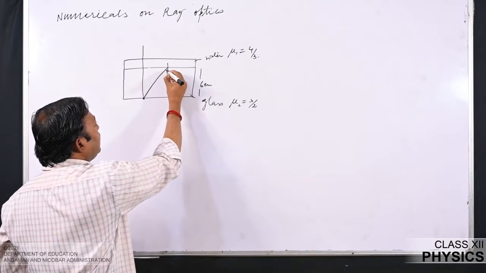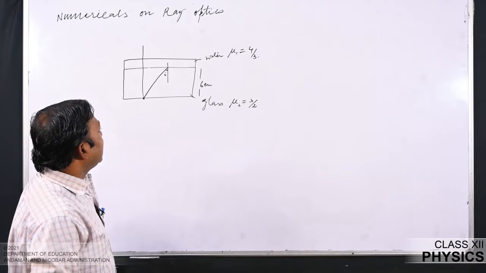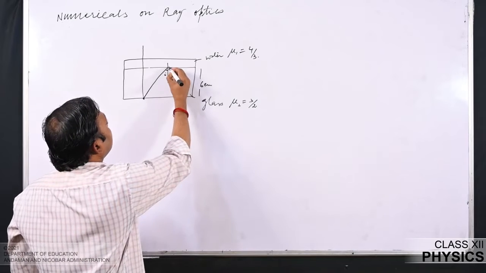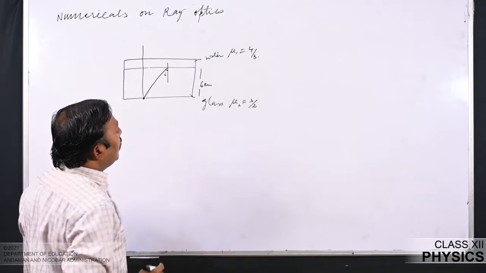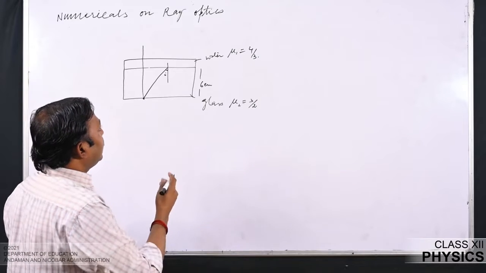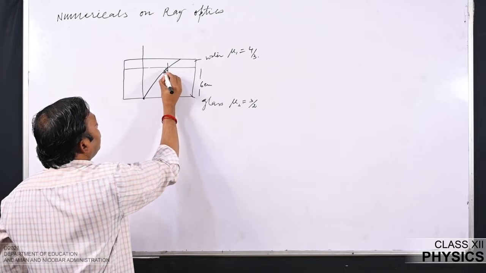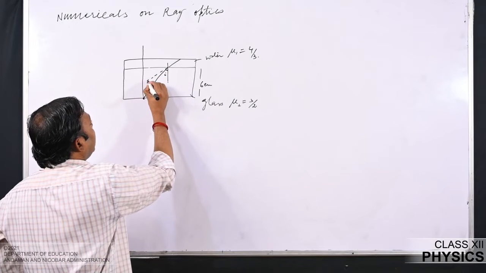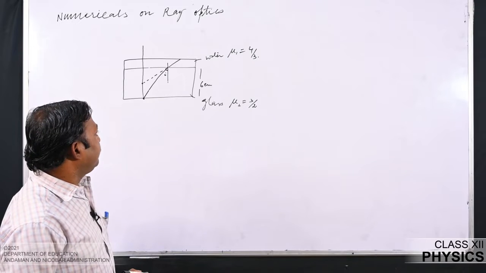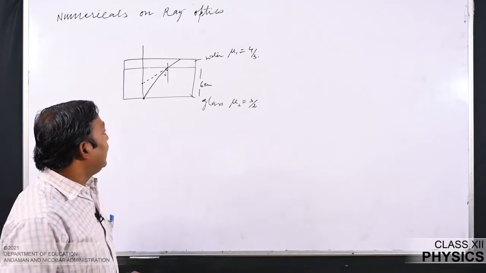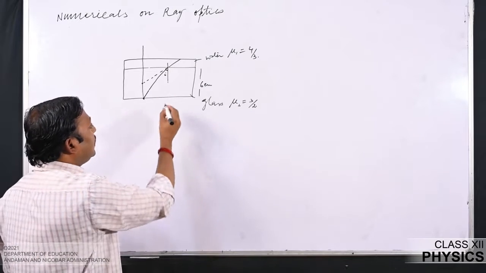Let us suppose i is the angle of incidence. When it enters the second medium, it will move like this. It will deviate away from the normal because of the low refractive index of water. So when we produce it here, we get an apparent position of the object in the glass medium. So that apparent position can be determined. Let us determine the apparent position of an object in the glass medium.